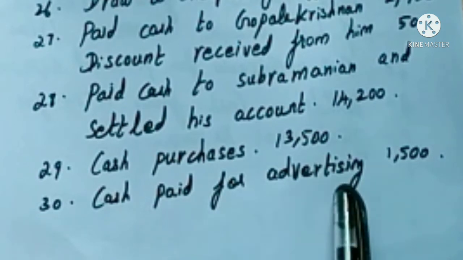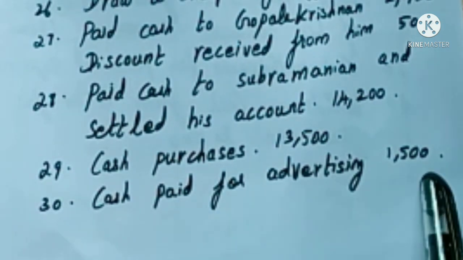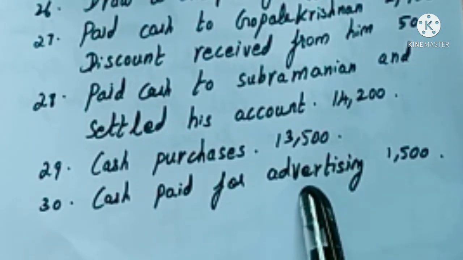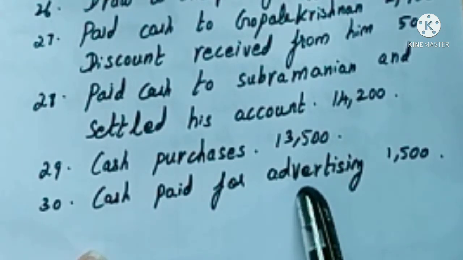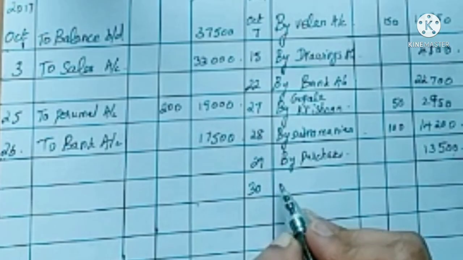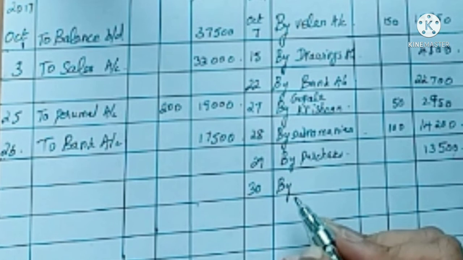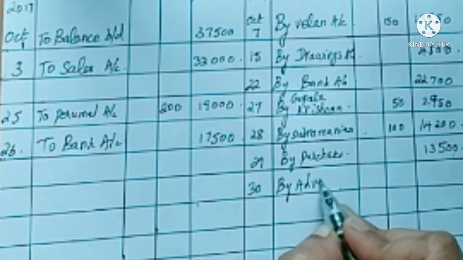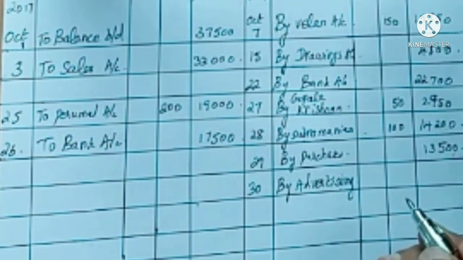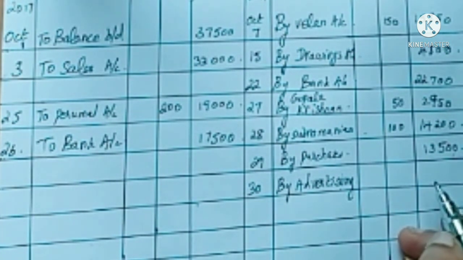Cash paid for advertising rupees 1,500. So advertising is an expense. We have to debit all expenses and losses. That's why we are going to debit advertising. Advertising account debtor to cash account is the entry. 30th, by advertising. Amount is rupees 1,500.